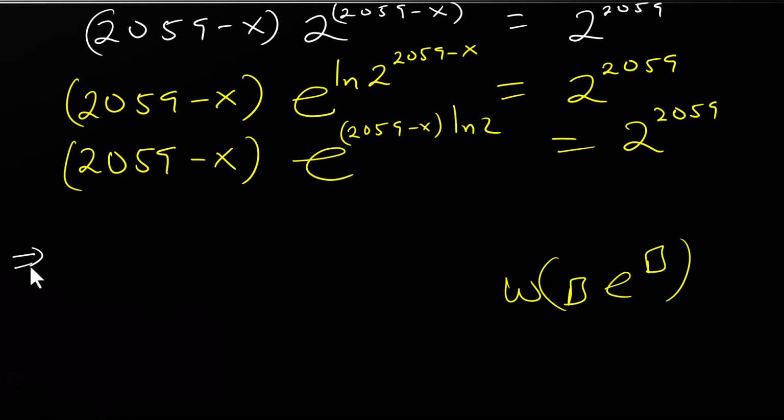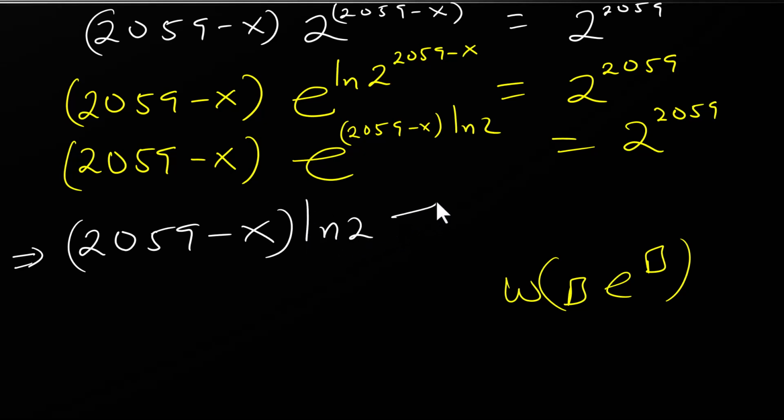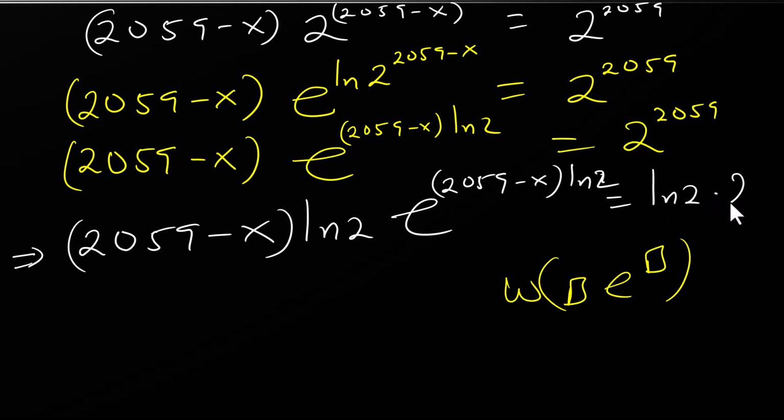So that will make this side 2059 minus x times ln of 2. Then we have e raised to that, minus x ln of 2, equals ln of 2 times 2 to the power 2059. Okay, so gradually the answer is coming out. All right, so now that this side equals that, let's take the W function.